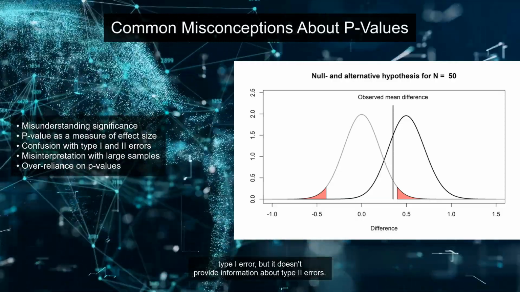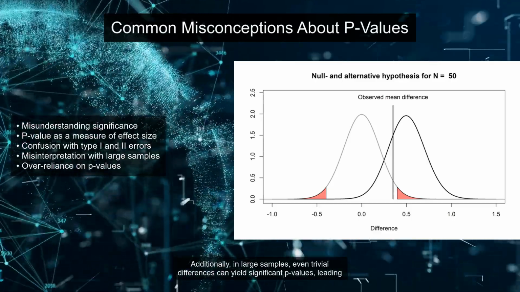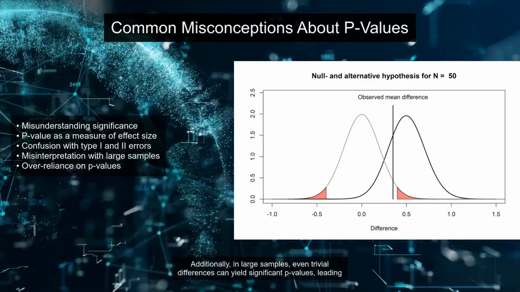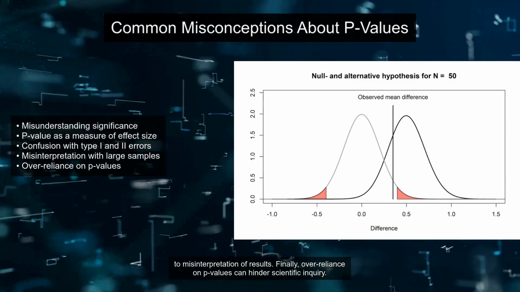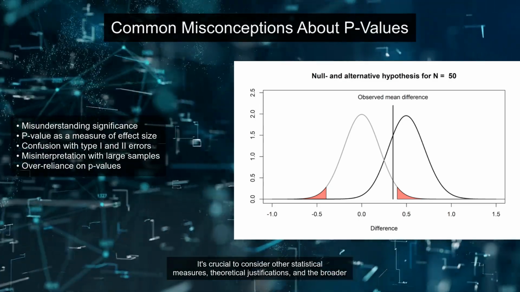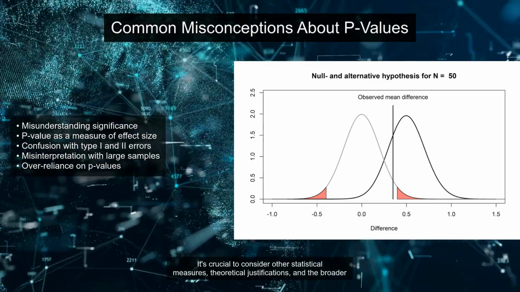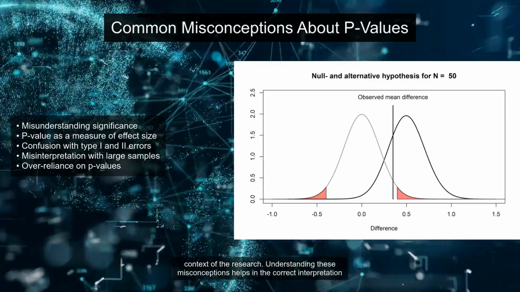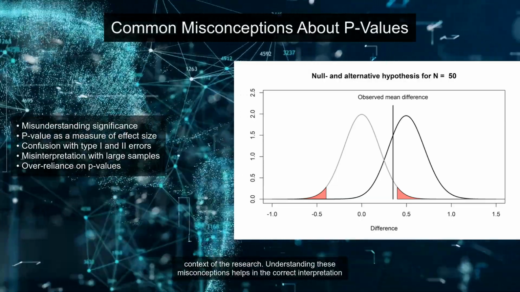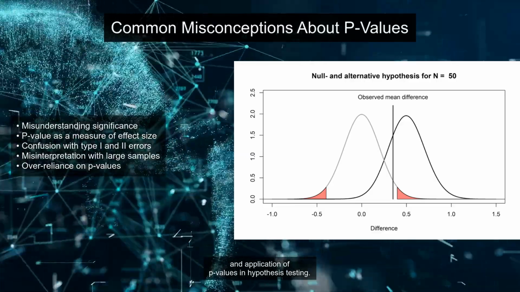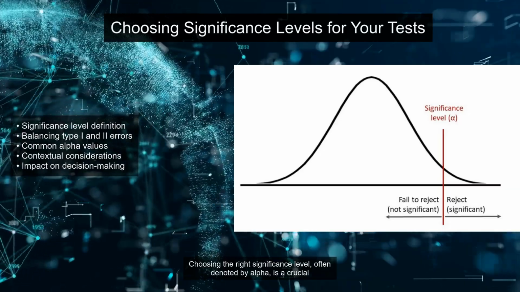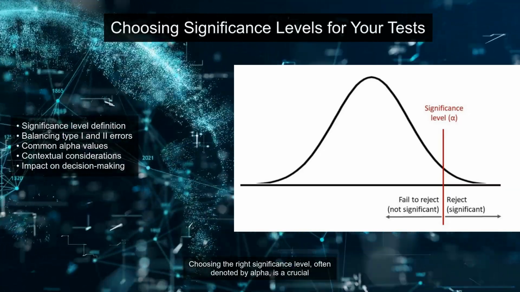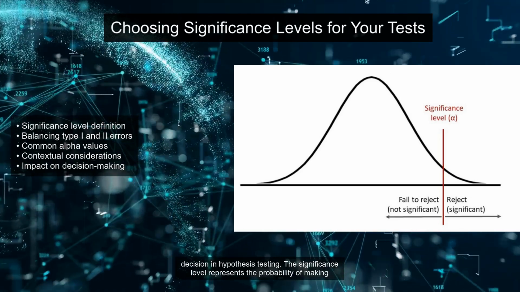Additionally, in large samples, even trivial differences can yield significant p-values, leading to misinterpretation of results. Finally, over-reliance on p-values can hinder scientific inquiry. It's crucial to consider other statistical measures, theoretical justifications, and the broader context of the research. Understanding these misconceptions helps in the correct interpretation and application of p-values in hypothesis testing.